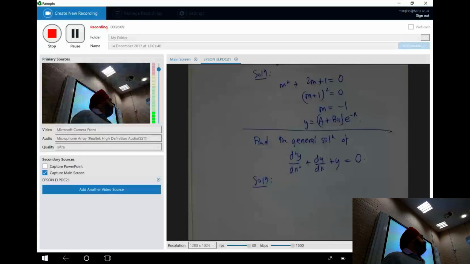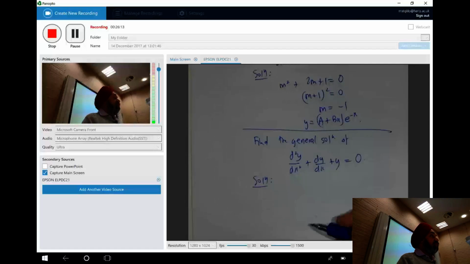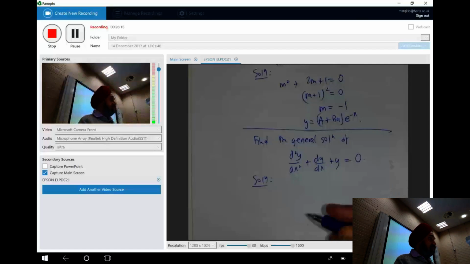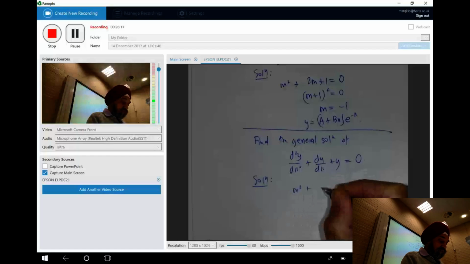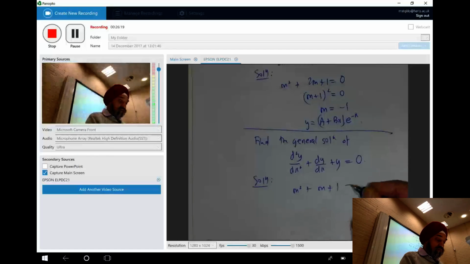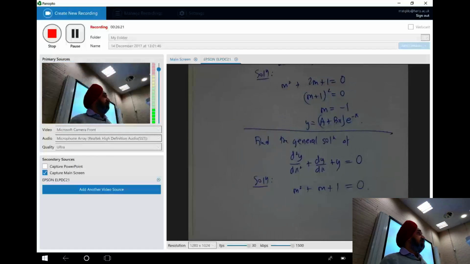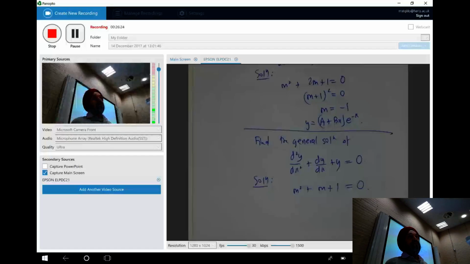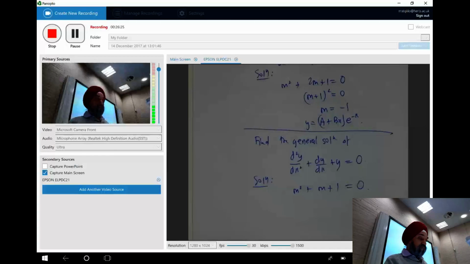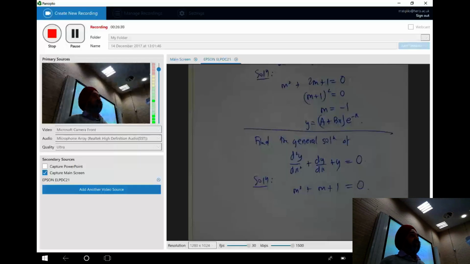Let's have someone completely different to answer this question. Yep, what do we get? What's the characteristic equation then? Yep, m squared plus m plus 1 is equal to 0, isn't it? Okay, that's the quadratic. How do we solve this one? Do we factorize?